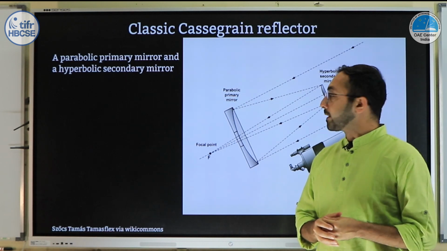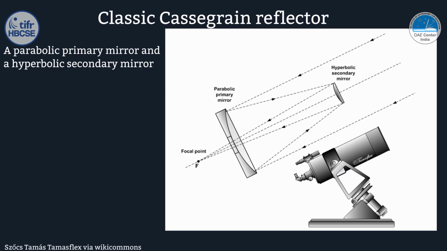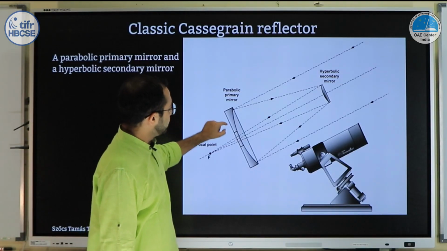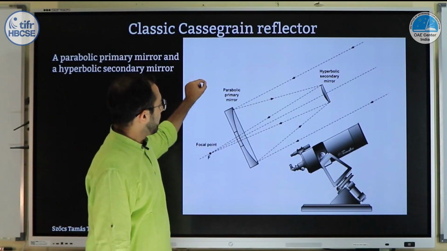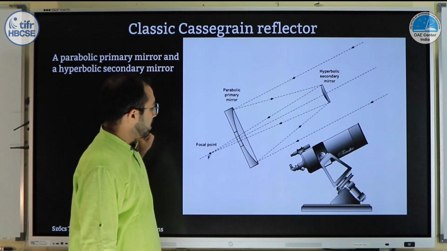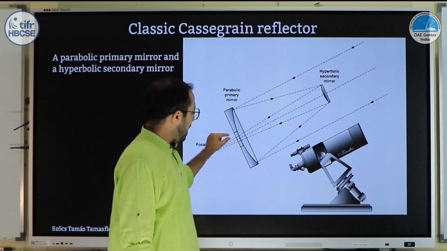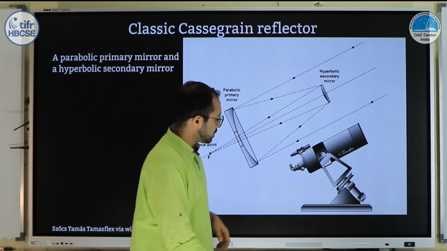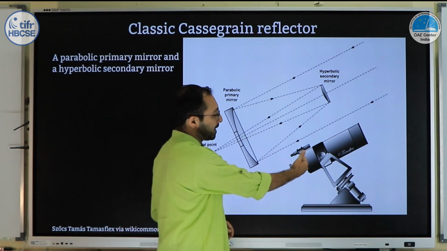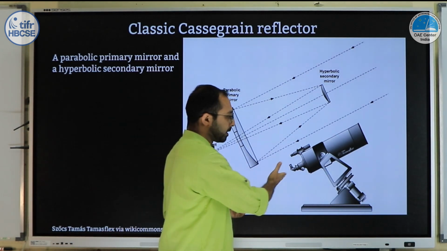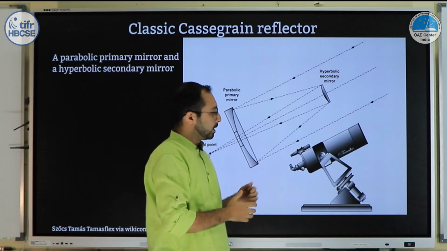Cassegrain is the name of that telescope. So, here you can see, just like a Newtonian reflector, even this telescope, the Cassegrainian telescope, has a reflecting element at the bottom of the tube. This is the primary mirror, parabolic in shape. The mirror has a hole at the center, and you can see in this image the eyepiece can be attached at the end of the tube. So, now you are looking more or less in the direction of the source.